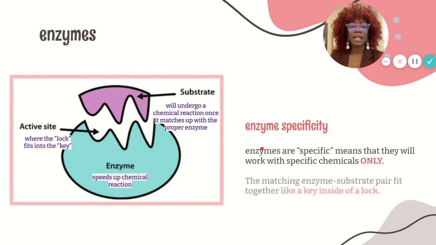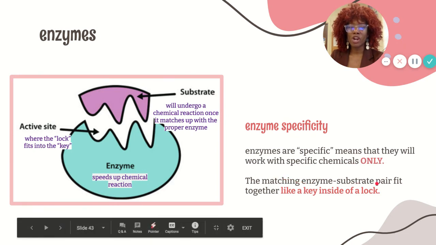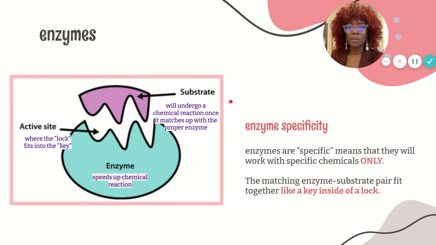Okay, so again, enzymes are specific, which means they will work with specific chemicals only. Then that matching enzyme-substrate pair is going to fit together like a key inside of a lock. The enzyme speeds up the chemical reaction. That is the actual protein that is speeding up the chemical reaction, by lowering the activation energy. Then we have the substrate. The substrate is going to undergo a chemical reaction once it matches up with the proper enzyme.